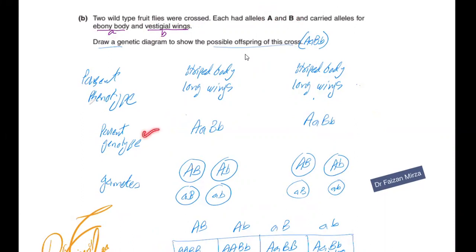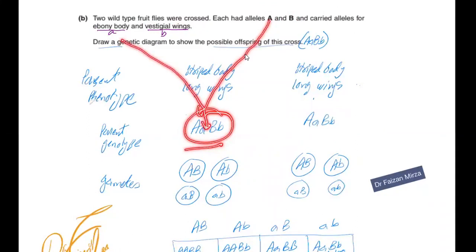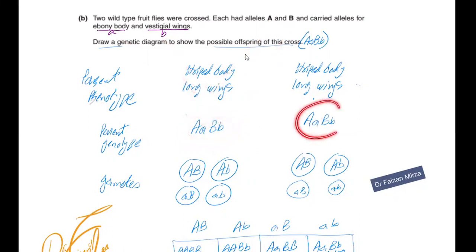So the parent genotype will be capital A, small a, capital B, small b. This will be the genotype because it's mentioned to us that it carried capital A but with a small a as well. Similarly, it carried a capital B with a small b as well. So we know that the genotype will be capital A, small a, capital B, small b. The same goes for here as well.